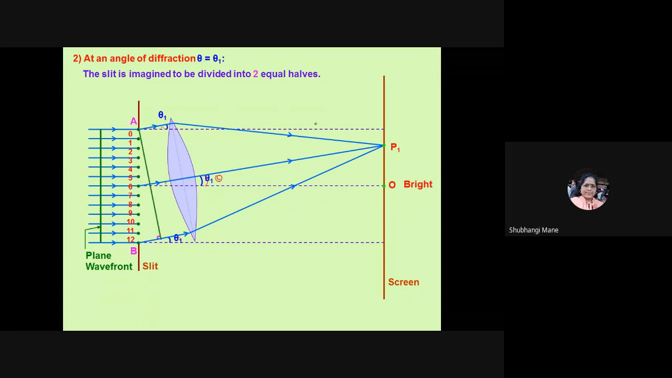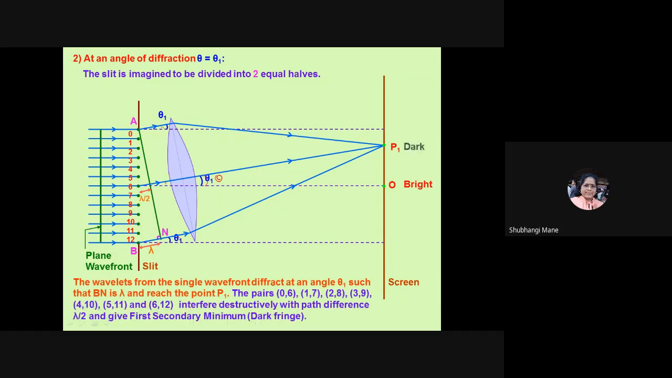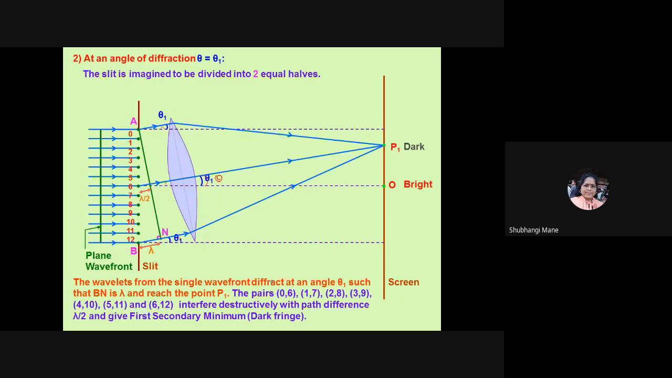The slit is imagined to be divided into two parts, as we said. Then what is the alternate condition we are getting for minimum of intensity? That is called the condition for dark band. What is the condition for dark band? If e is the slit width, then the condition to observe minimum of intensity is e sin theta equals n lambda.